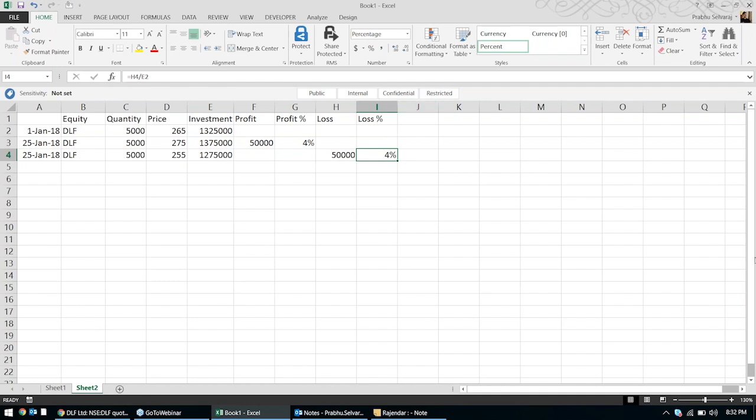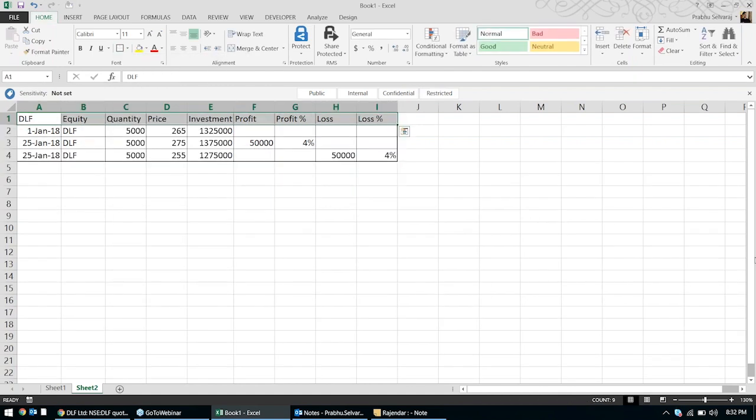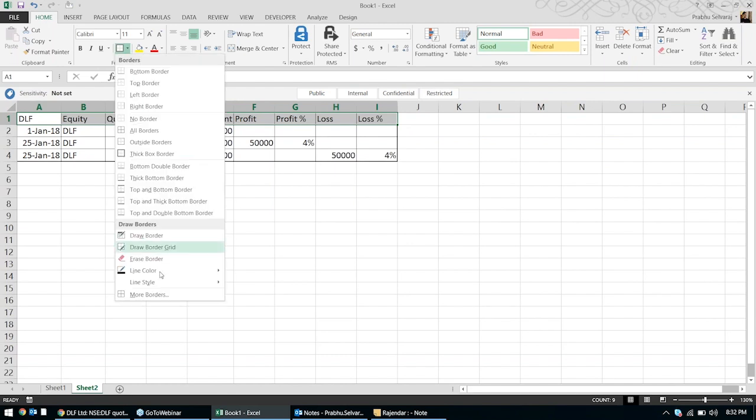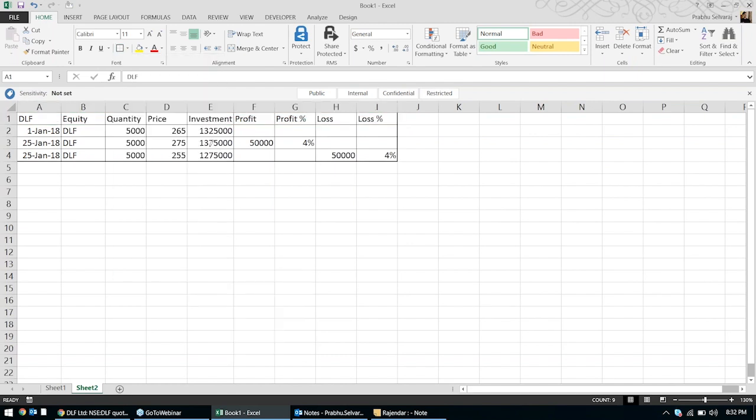Clear? So you bought 5,000 shares by investing 13,25,000. By the end of the month, if the stock price has gone up by this much, you'll make a profit of 50,000, which equals 4% of your investment. This is the return you can expect in your equity investment.